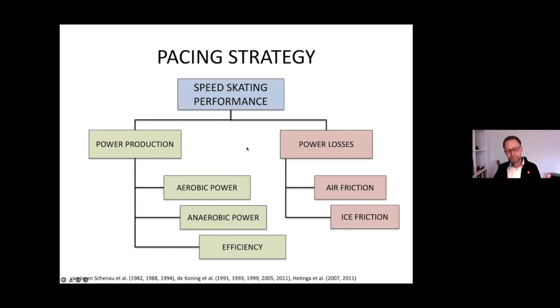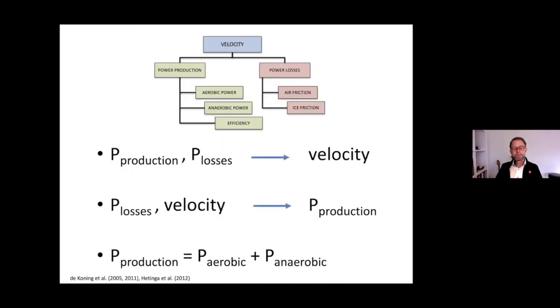We have a history of studies on pacing strategy, and luckily we have done some pacing strategy studies on skating as well. The important thing is that every part of this model can be represented by mathematical formulas, and if you put them all together, you can do simulations. And with these simulation studies, we can say something about optimal pacing. And that's what I would like to do now.